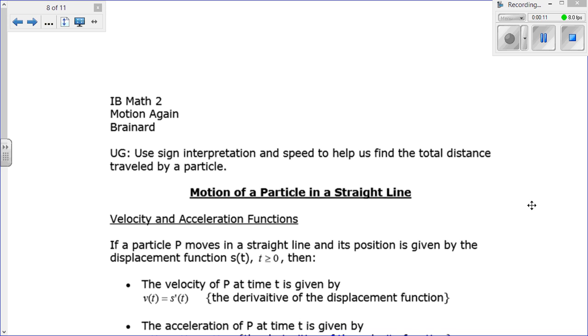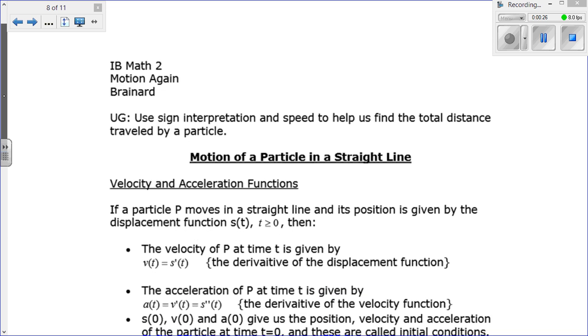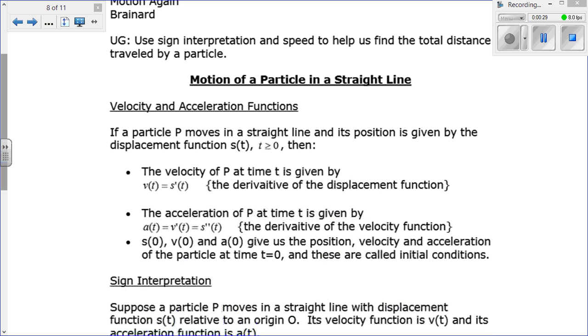Our understanding goal is to use sign interpretation and speed to help us find the total distance traveled by a particle. Motion of a particle in a straight line: velocity and acceleration functions. If a particle P moves in a straight line, and its position is given by the displacement function s of t, where t is greater than or equal to 0, then the velocity of P at time t is given by v of t equals s prime of t, which is the derivative of the displacement function.